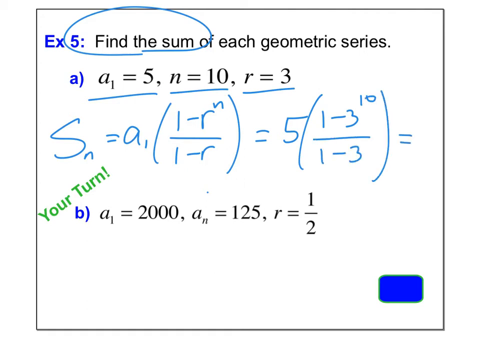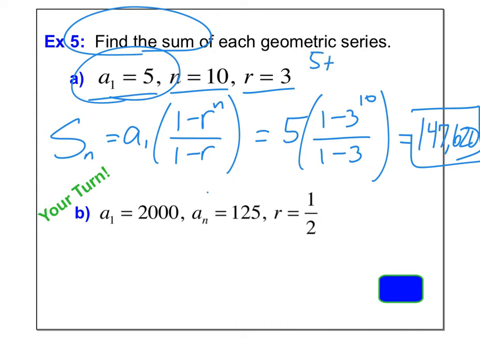Now, we will definitely have to use our calculators here. So, 1 minus 3 to the 10, divided by negative 2. That value, then multiplied by 5, please verify that 147,620 is our sum. If we were to start at 5 and then times it by 3, and 3 more again, and we would continue to do that all the way 10 times, we would get a sum of 147,620.